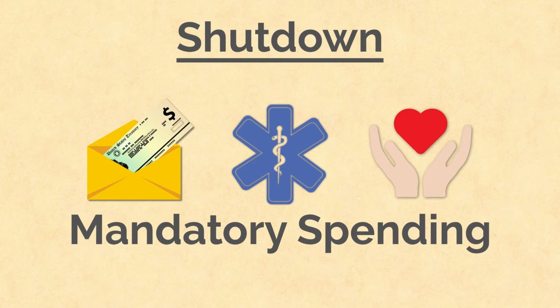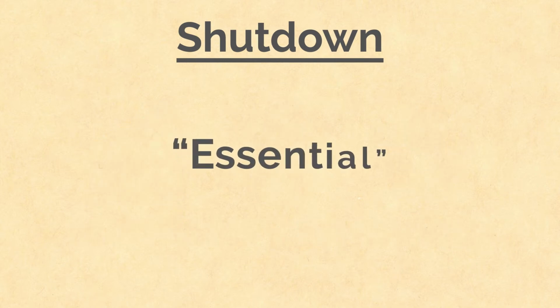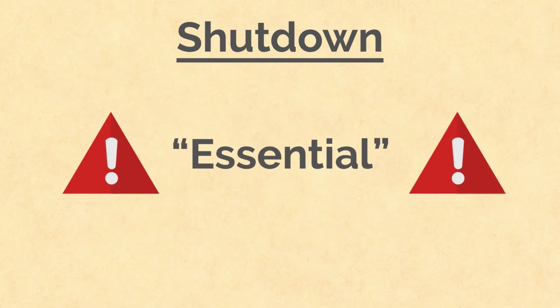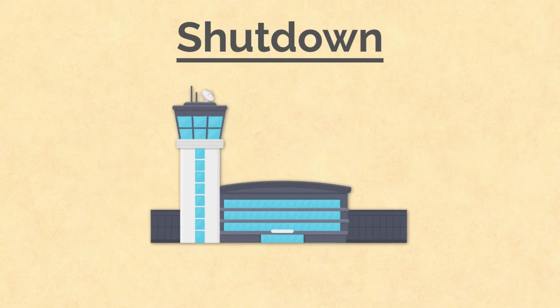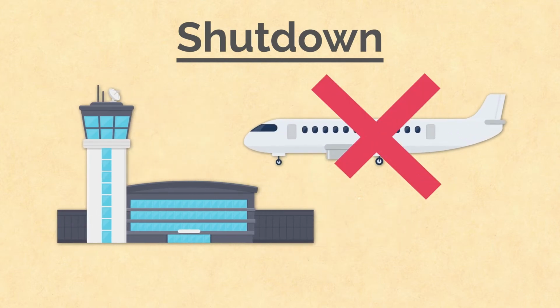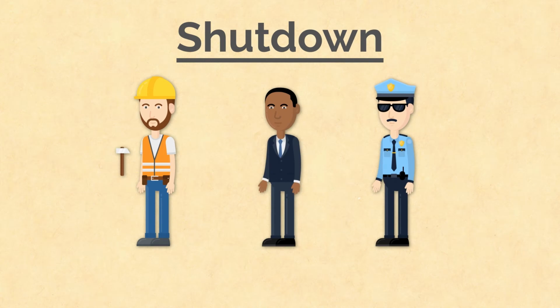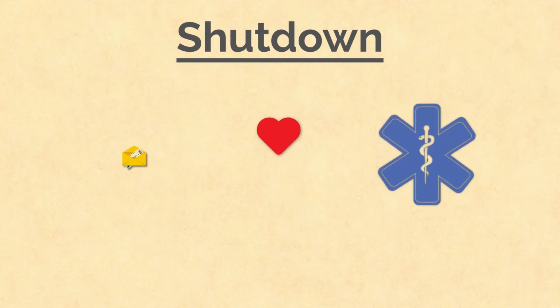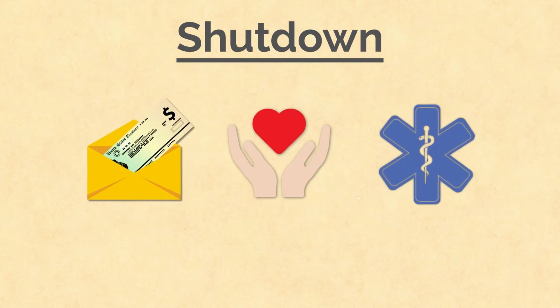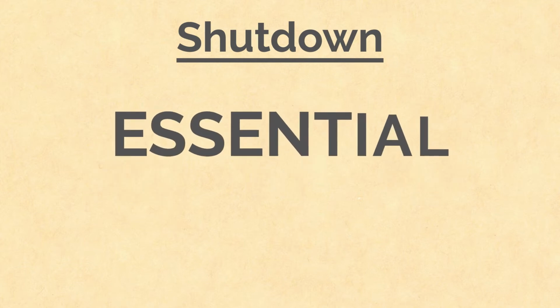Some services are considered essential. That means that they need to happen no matter what. For example, air traffic controllers need to tell airplanes where to go. Without air traffic controllers, airplanes won't be able to go anywhere. During a shutdown, people with essential jobs have to work. Services like Social Security, Medicare, and Medicaid continue too. Most services, though, are not considered essential, even though they are very important.